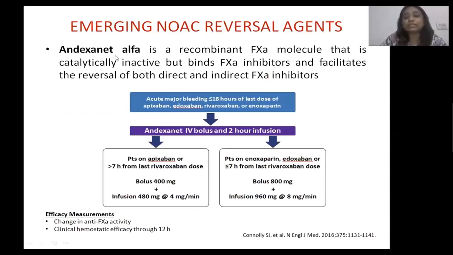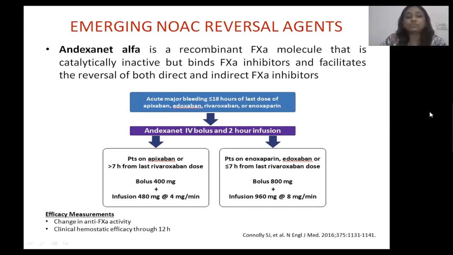That is andexanet alfa, which is a recombinant factor Xa molecule that is catalytically inactive but binds factor Xa inhibitor and facilitates the reversal of both direct and indirect factor Xa inhibitors. Now we have to first look for the last dose of direct factor Xa inhibitor that has been given to the patient. If that dose has been given less than 7 hours from the episode of bleeding, then you have to give a bolus of 800 mg followed by an infusion of 8 mg per minute of this agent.